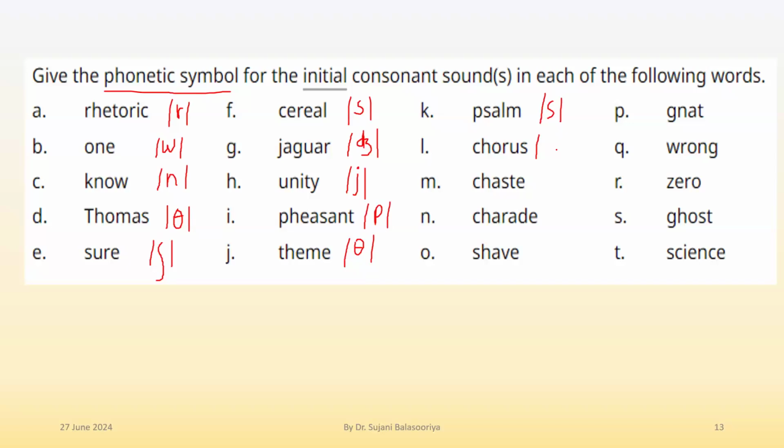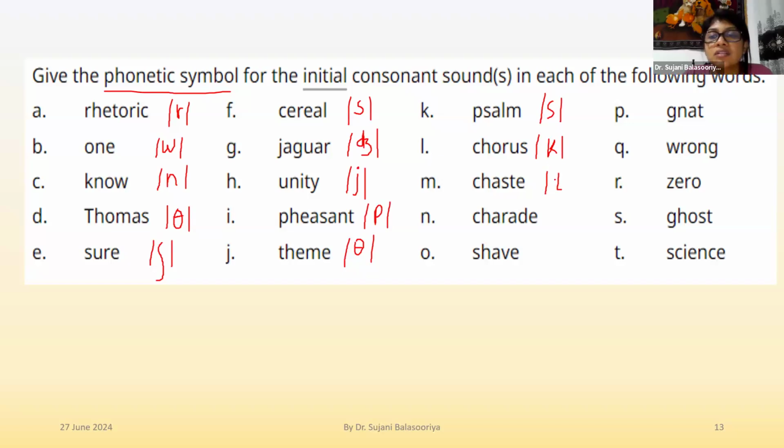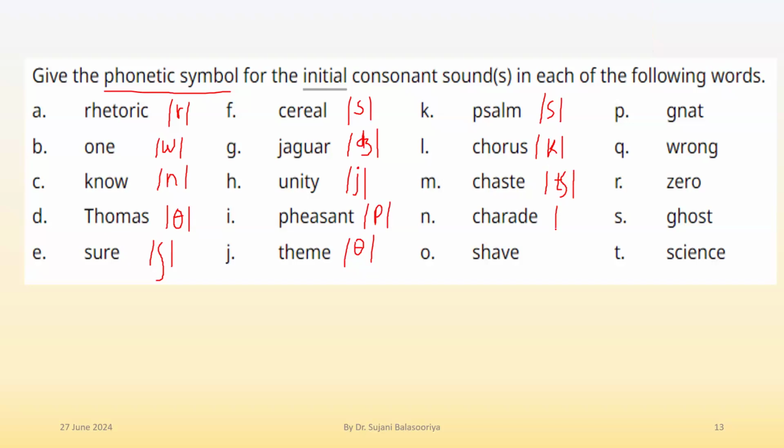Next word, chorus, K. S. k, right. And the next word, Ch. test. Ch. Yeah, that is ch. Okay, right. Hope my symbols are clear to you. And the next one, K. next, C-H-A-R-A-D-E. How do you say? Charade.